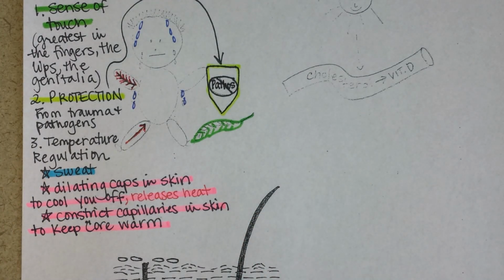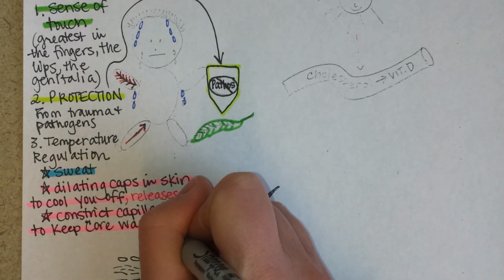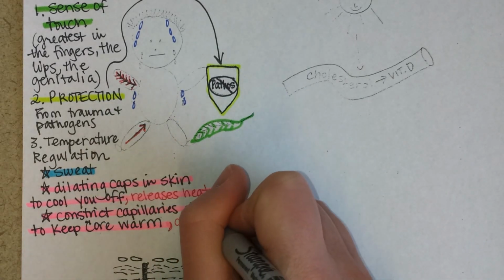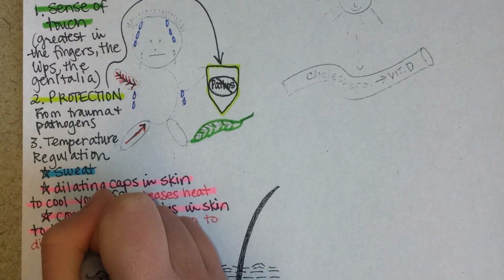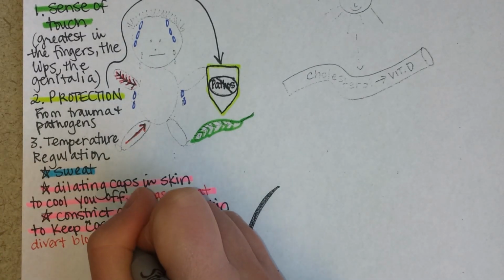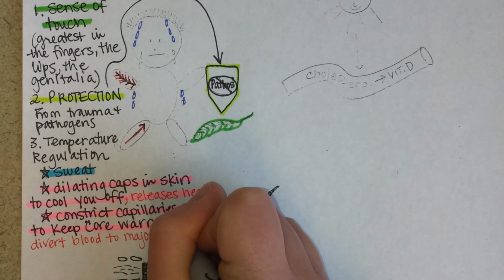Another reason, though, why these things might change is to regulate blood pressure. If you constrict capillaries in the skin to keep the core warm, you also can divert blood to the major organs needed in a crisis, like your heart and your skeletal muscles.